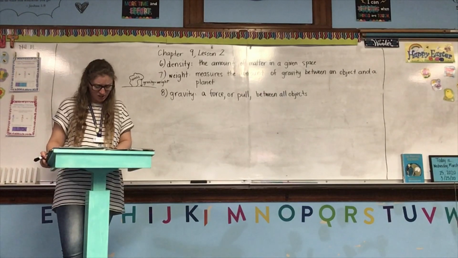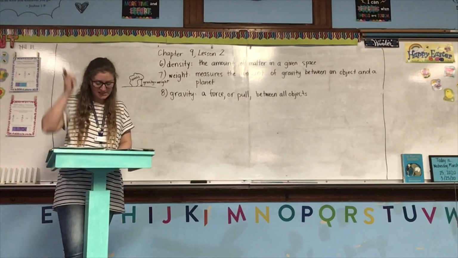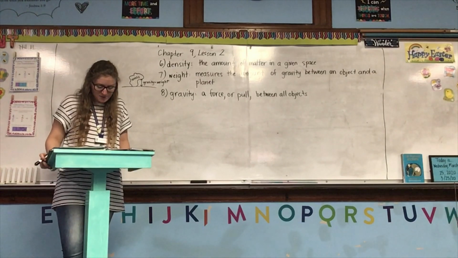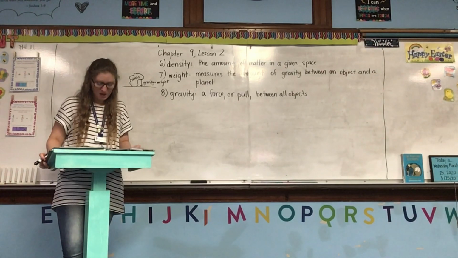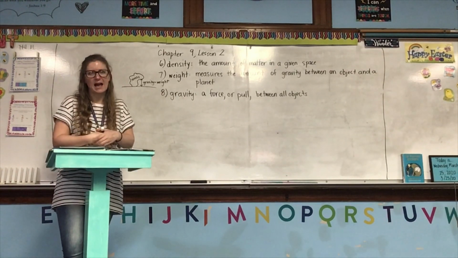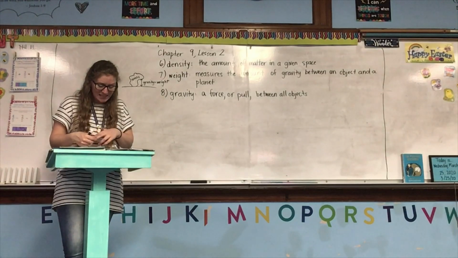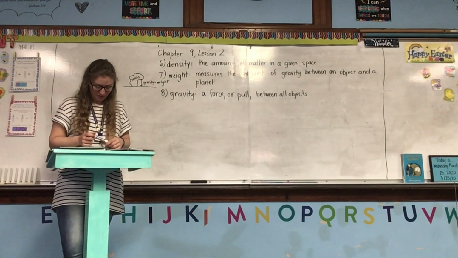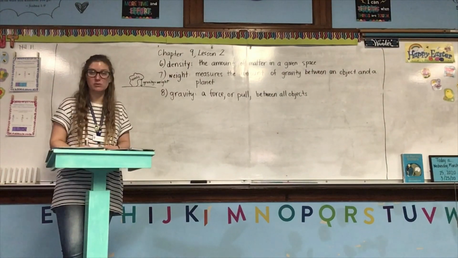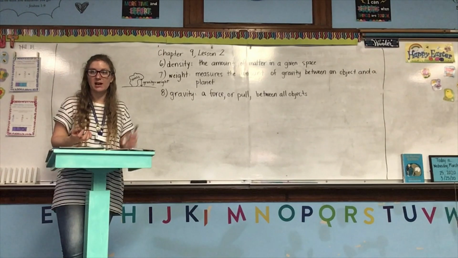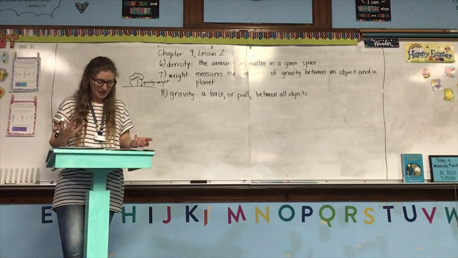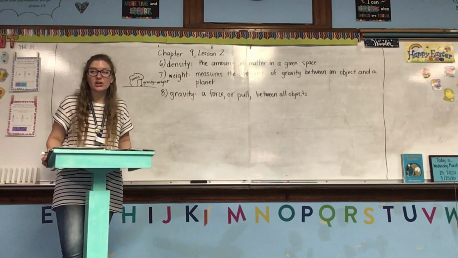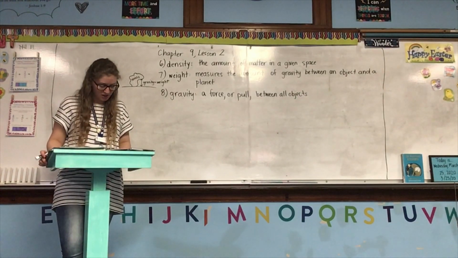So let's look at this picture on the side on page 426. The caption says, an object with a mass of 1 kilogram, that means 1,000 grams, somewhat similar to a pound, not exactly, but close, weighs 9.8 newtons on Earth. On the moon, the same object weighs just 1.6 newtons. So on the moon, there's less gravity pulling on it. That means everything will weigh less. However, does its mass change? No, it does not.